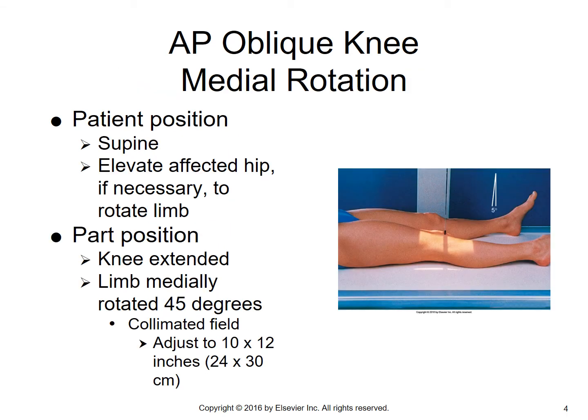As far as medial rotation of the knee is concerned, patient is supine. Elevate affected hip if necessary to rotate once again the entire limb. The part position, the knee is extended and the limb is medially rotated, again 45 degrees. Remember, it's not just a turn of the foot, it's an actual rotation of the entire limb itself. And then you're going to collimate down to about a 10 by 12.